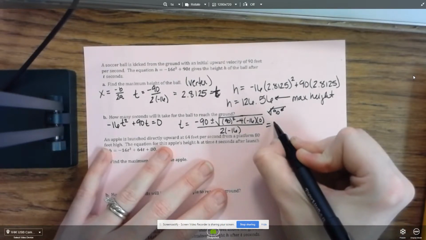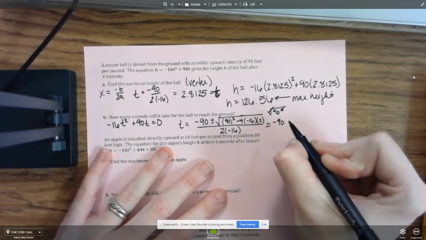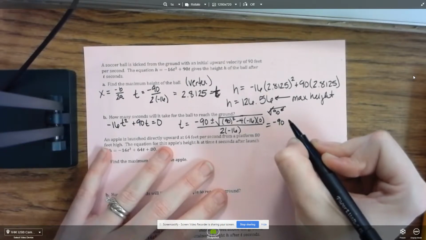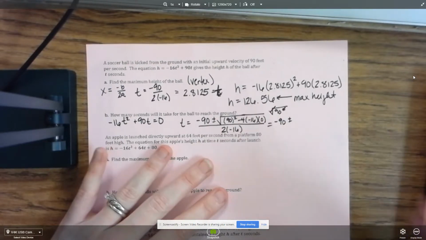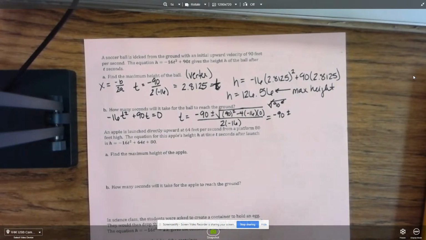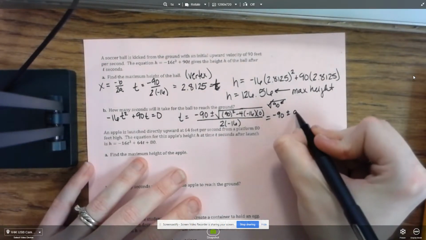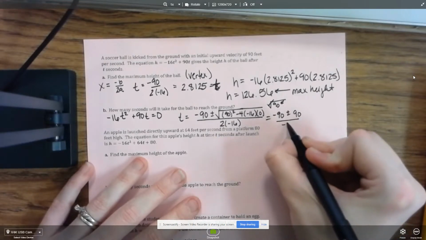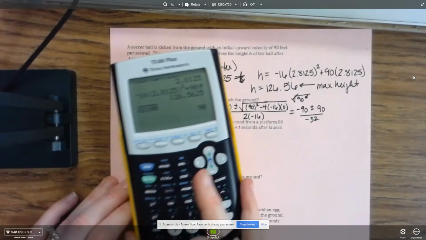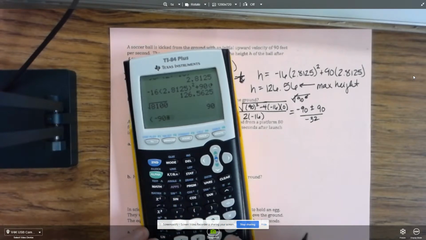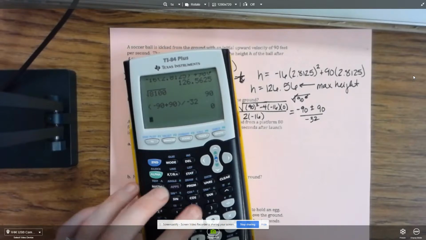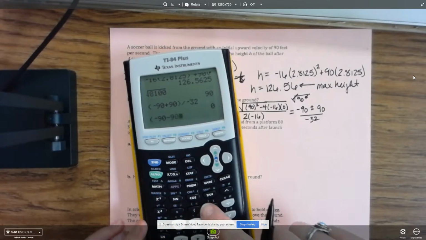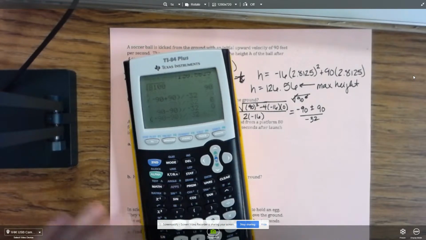So what I'm left with is negative 90 plus or minus 90 divided by negative 32. Okay, so negative 90 plus 90 divided by negative 32, or negative 90 minus 90 divided by negative 32.